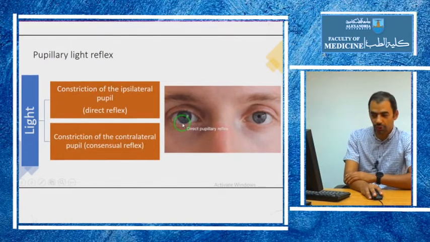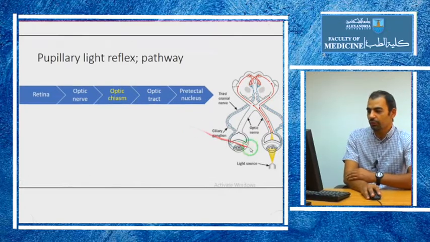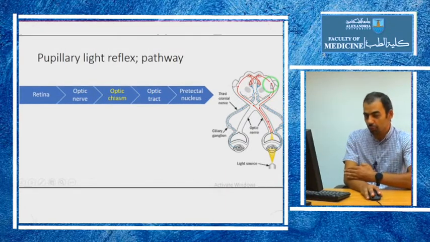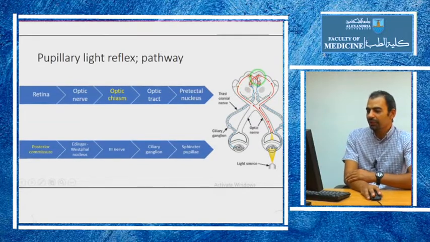The pathway of the light reflex involves that when light falls on the eye, it will stimulate the retina and the optic nerve, and then the optic chiasm, and then the optic tract, and then the pupillary fibers, which are different from the visual fibers, will leave and go to the pretectal nucleus in the midbrain. And from there, the fibers will go on in the posterior commissure on both sides to supply the Edinger-Westphal nucleus, which is the parasympathetic nucleus of the oculomotor nerve.